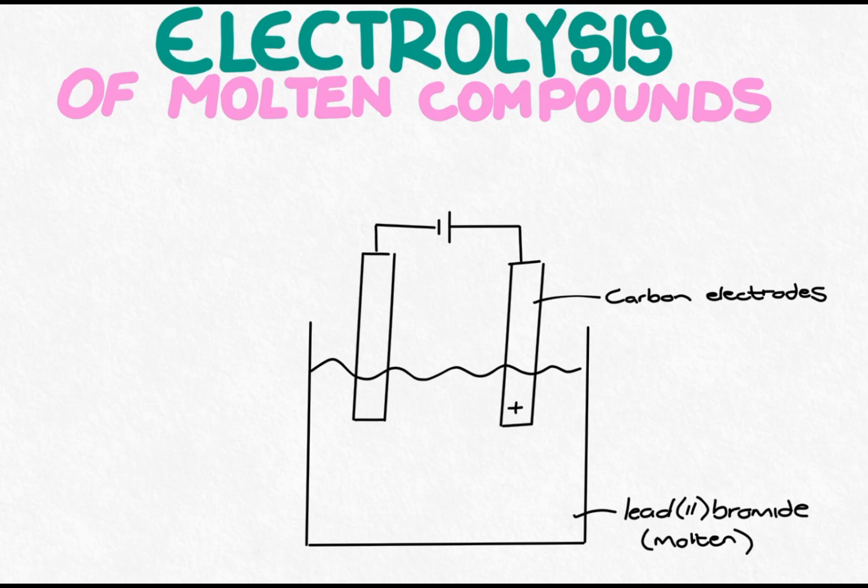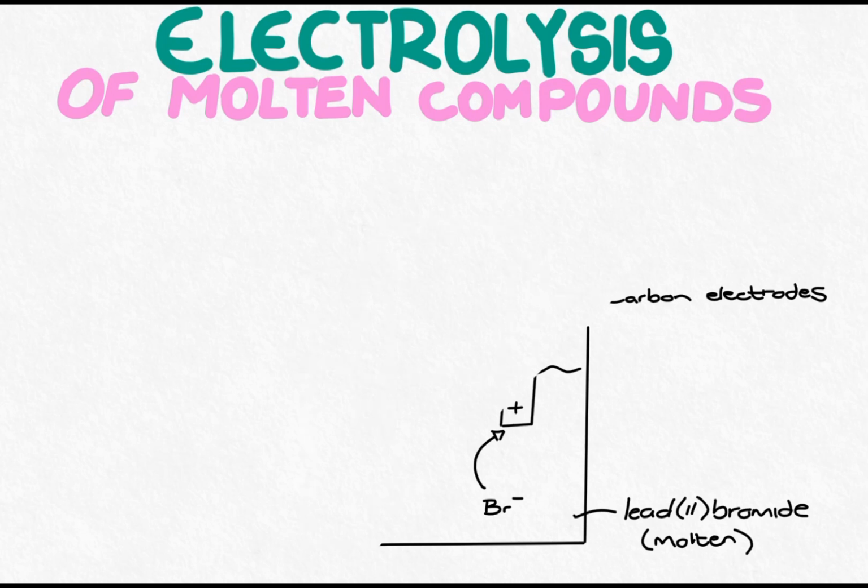Because lead is my metal, it would move towards my negative electrode, meaning my cathode. It will gain electrons and form a gray lead metal, which will deposit on the surface of the electrode. Bromine is my non-metal, so it would be my negative ion, and it would be attracted to my positive electrode, otherwise known as my anode. Here, each bromide ion will lose an electron to form bromine molecules. So here we'll be able to observe bubbling, and we will be able to see brown gas being given off, which would be my bromine gas.